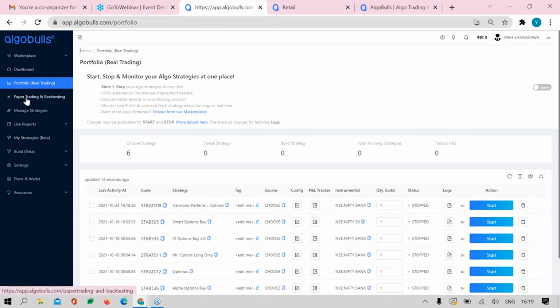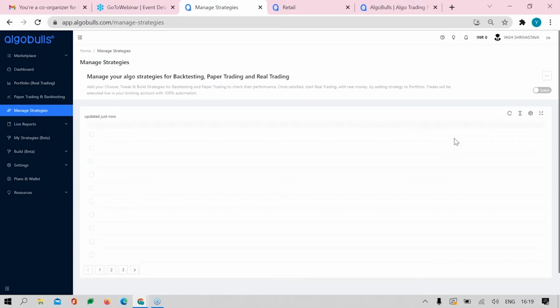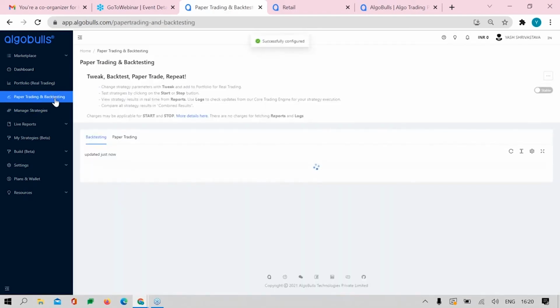Now since you have seen the backtesting report and you would also want to try it out thoroughly, you can go to the manage strategy section and start backtesting and paper trading with the strategy. You can simply click to add it to backtesting and paper trading, and then directly find the reports. I'll show you how the strategy is added to backtesting and paper trading, how you can download the report, and then how you can link your brokerage account.